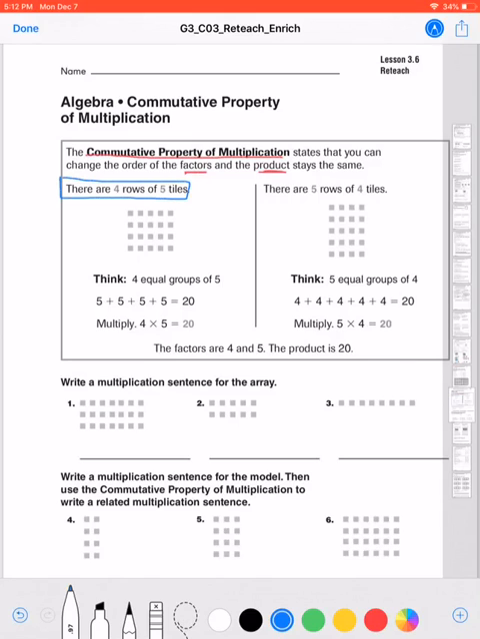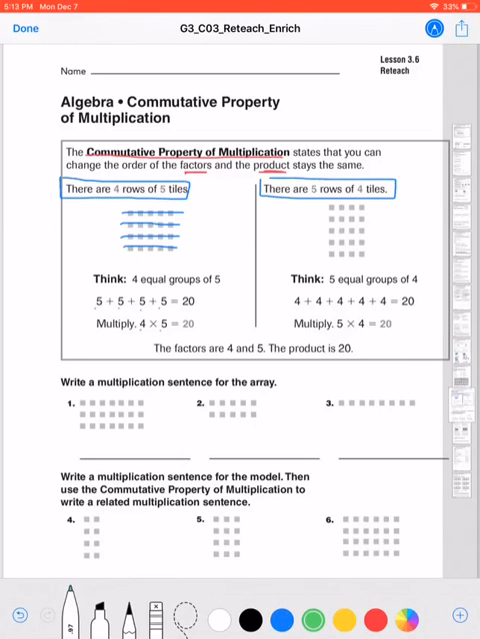So the two ways we're going to look at this are that there are 4 rows of 5 tiles, and there are 5 rows of 4 tiles. See how these both look at the same number? So, for this first one, we're going to think 4 equal groups of 5 because we count rows first. So we've got 5, 10, 15, 20. So it's the same thing as saying 5 plus 5 plus 5 plus 5 equals 20. And when we multiply, it would be 4 equal groups of 5, which is 4 times 5 equals 20.